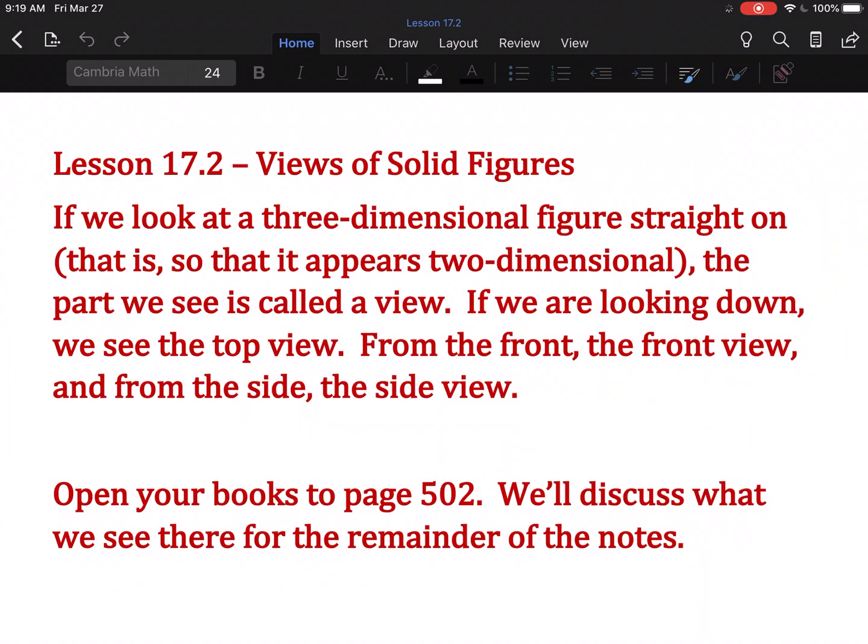Okay, so for the other lesson in Chapter 17, we're talking about what solid figures look like from different angles. These are called views. So we're going to talk about what three-dimensional shapes look like when we look at them from the front, from the side, and from the top, and we're viewing them as two-dimensional shapes.